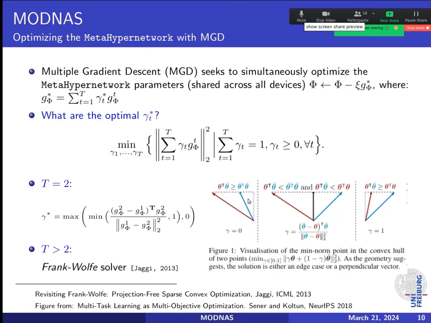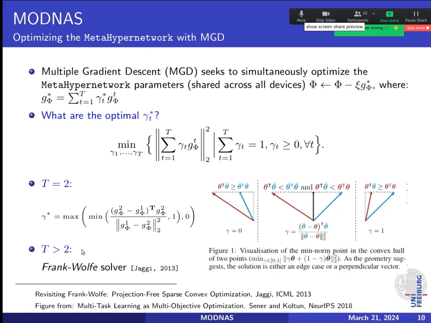So in this case, you'll basically get the blue vector as an update direction. In this case, you'll get the red vector. And if they're going in kind of opposite directions, you'll get this black vector here, which is computed. So as such, these gamma coefficients are basically this one here, right?